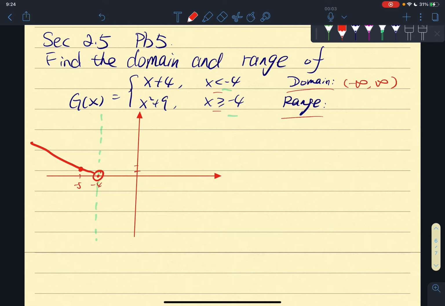I'm sorry, my bad. If I had input to be -5, my function value actually is supposed to be -1, not +1, right? -5 plus 1 is -1. So my graph goes like this.